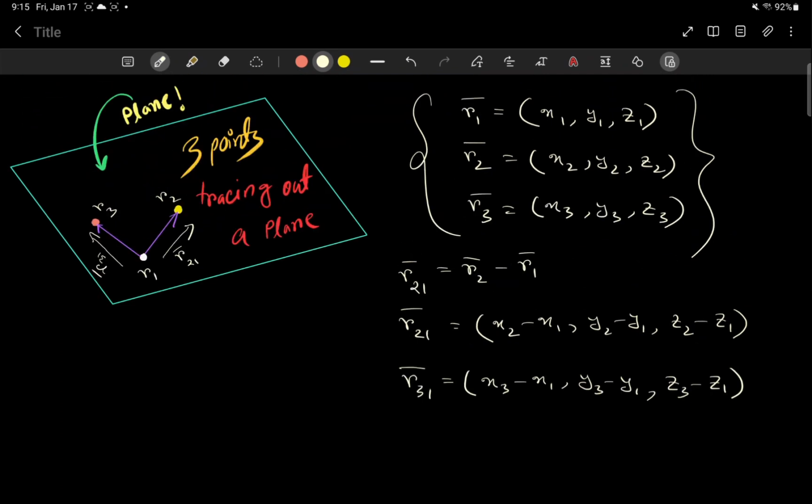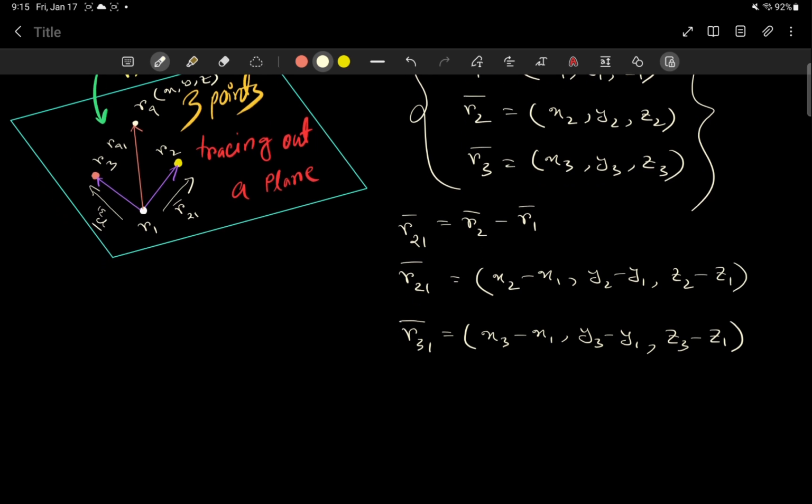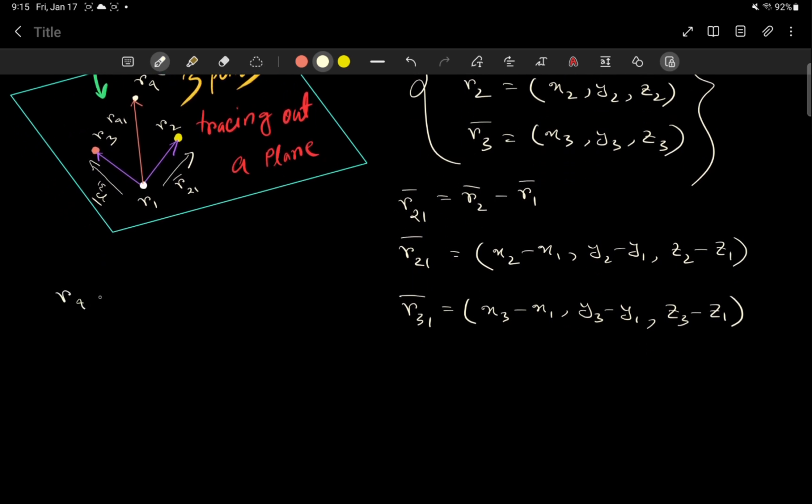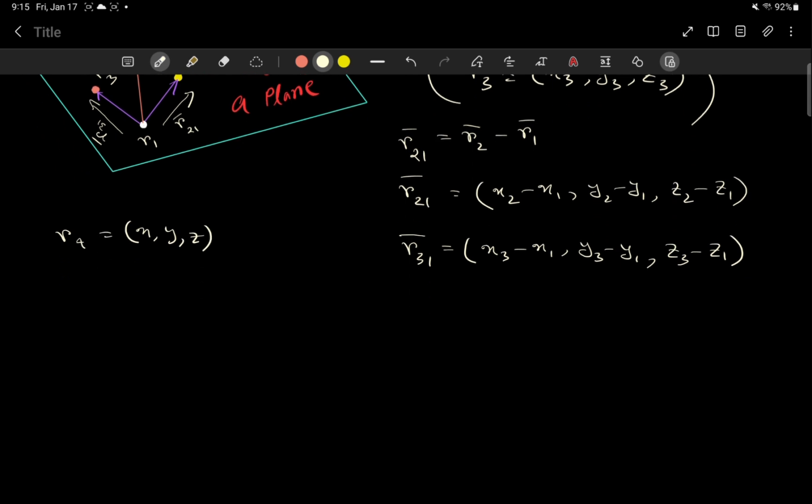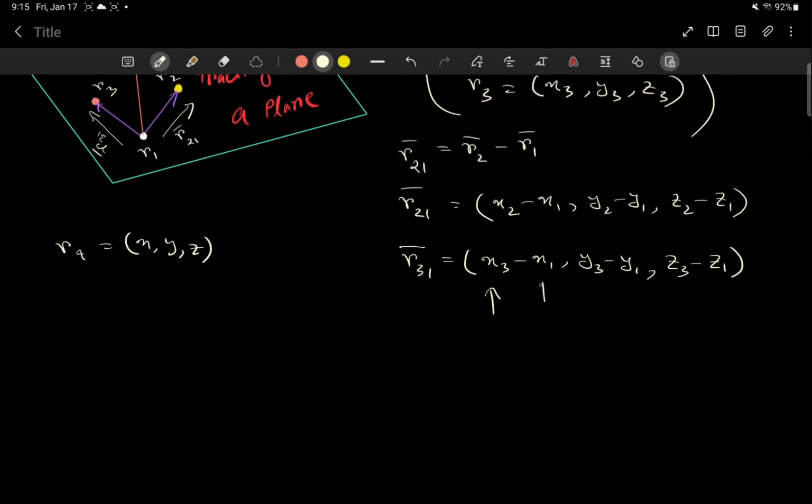Now what we will do is consider a fourth point, and we'll name it R4, and it will have x, y and z as coordinates. Also, the vector from R1 to R4 will be named R41. These x, y and z are complete variables. They are not constants like x3, x1, y1, y3. These are constants, but x, y, z are variable, because we are going to use this R4 as a generic point, or an arbitrary point, on the plane.